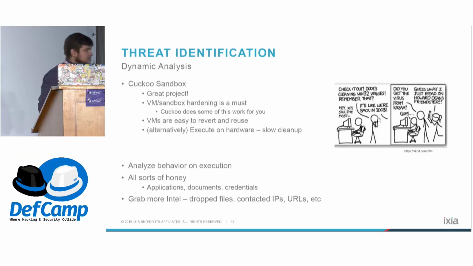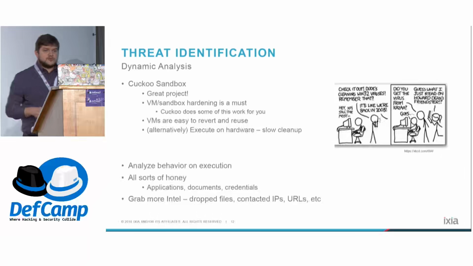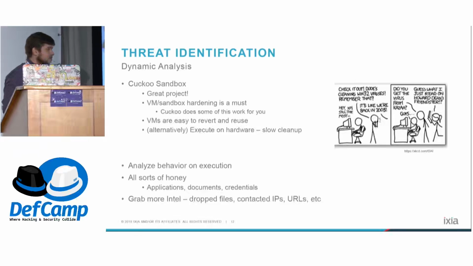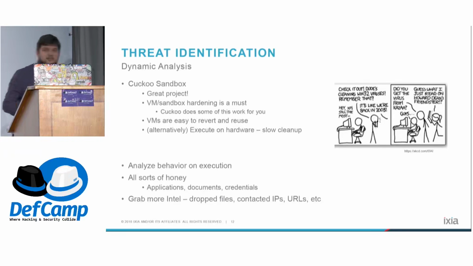Okay, Cuckoo does some of this work for you. You also have to do some of your own because malware creators know about Cuckoo. You might ask why use VMs if they're easy to spot. The reason is that they're also easy to revert and reuse. Alternatively, you could execute on bare bones hardware, but you would have very slow cleanup. So it's not magnitude of hours like cleaning up Windows XP used to be when you had viruses, but it's still too slow for an automated environment.